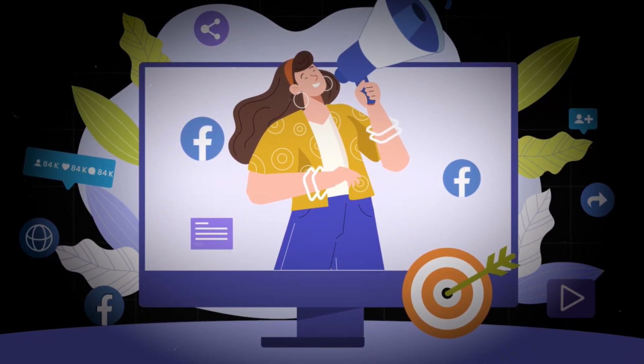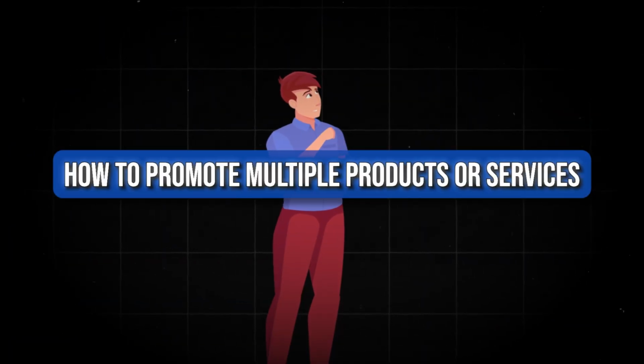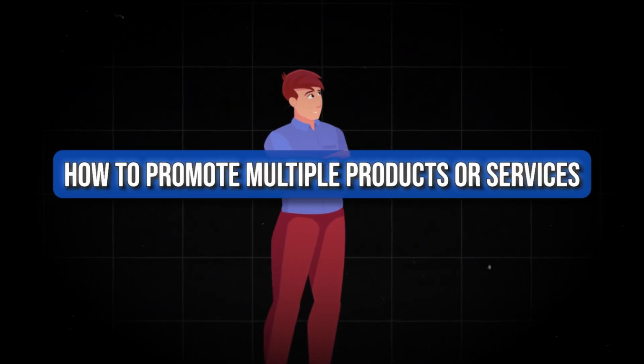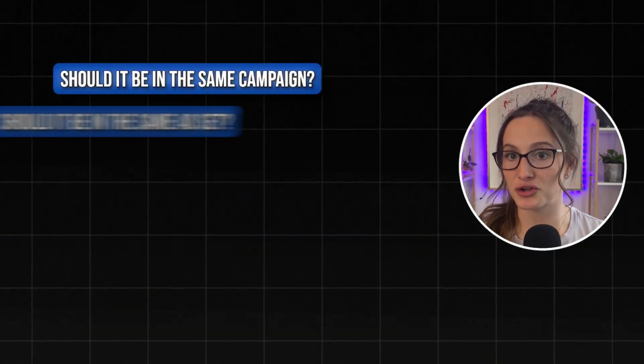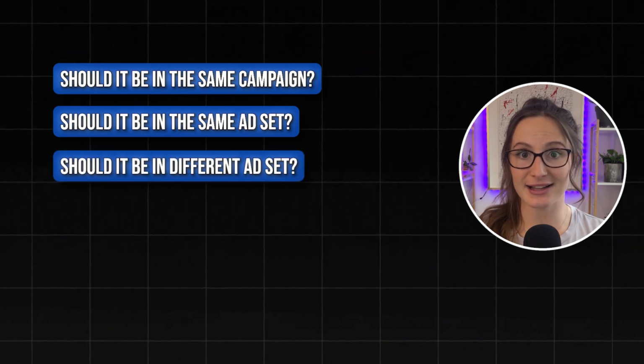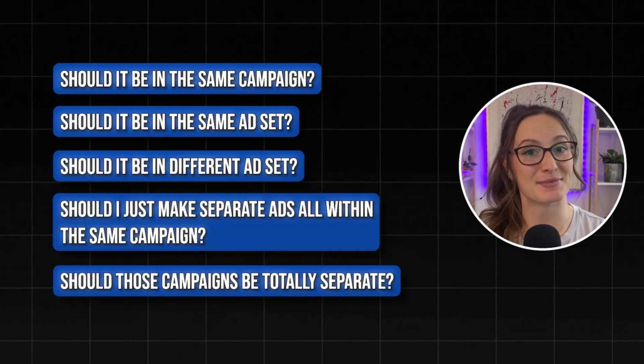So you already have some experience with Facebook ads, and you're wondering, if I want to promote multiple products or multiple services that I offer, how do I do that? How do I structure it? Should it be in the same campaign? Should it be in the same ad sets? Should it be different ad sets? Should I just make separate ads all within the same campaign, or should those campaigns be totally separate?